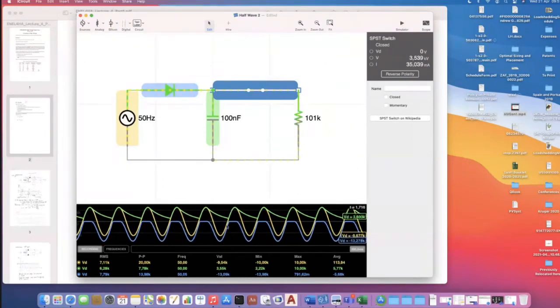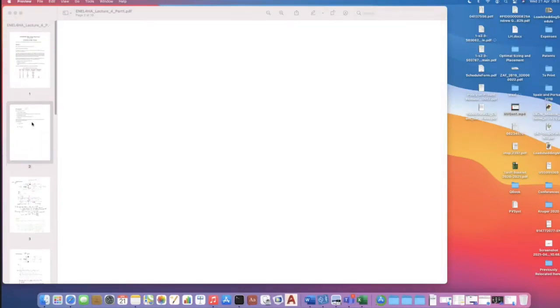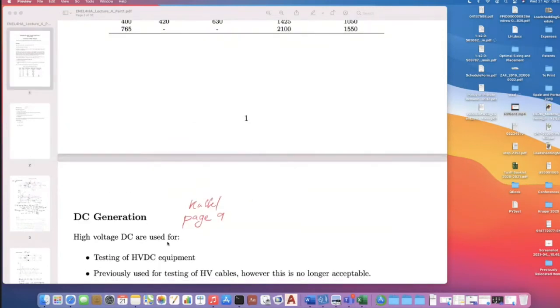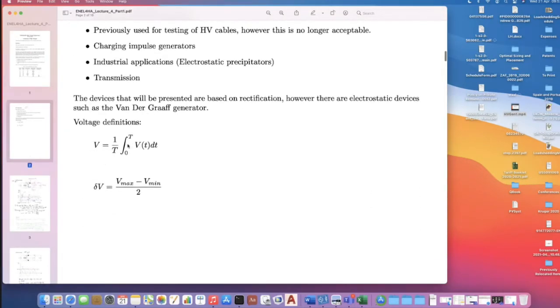Right. So over here, you can see this green waveform is the voltage of the capacitor and the voltage of the resistor. It charges up to the peak voltage. As the AC waveform is decreasing, the capacitor discharges into the resistor. You can all see that clearly. Right, so that's why we define our voltage like that, as opposed to just defining it as the peak.